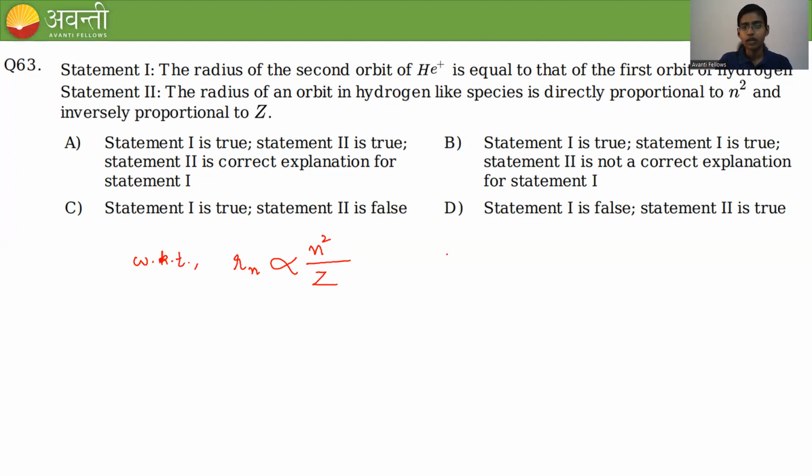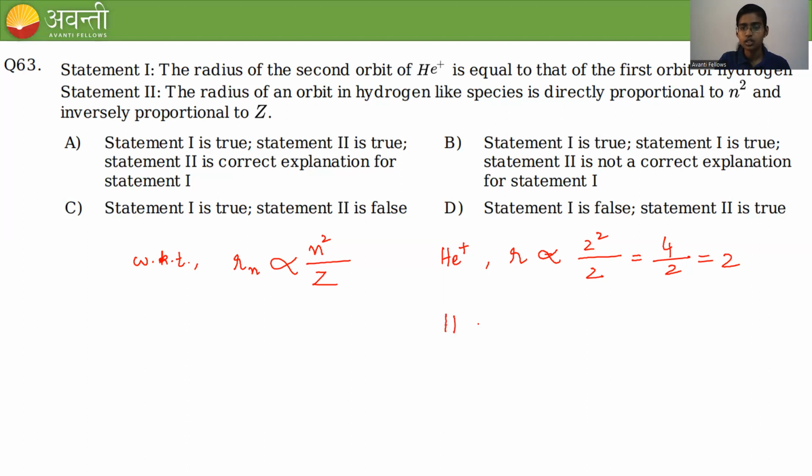So for helium, what do we have to do? For helium plus, the radius is found out like this. It is directly proportional to n squared by Z. The n value is 2, so it is 2 squared, and the atomic number of helium is 2. So 2 squared is 4, and 4 by 2 is 2. It is equal to that of the first orbit of hydrogen.